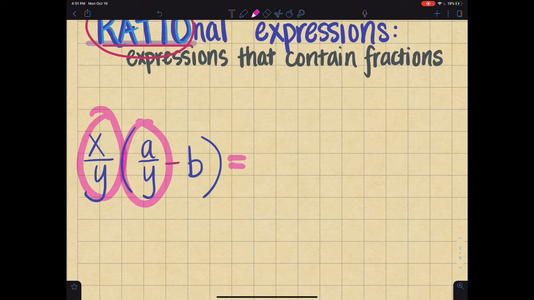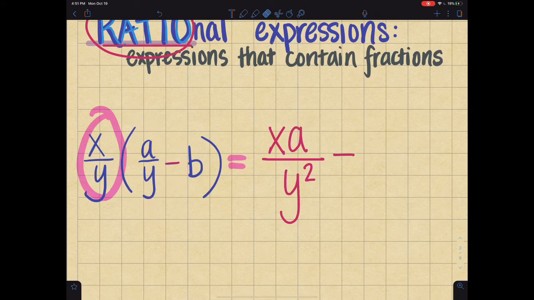So x over y times a over y. What are we going to end up with? We're going to end up with x times a on the top and y squared on the bottom, okay? And then I'm just going to put this minus sign because of this minus sign here, okay?